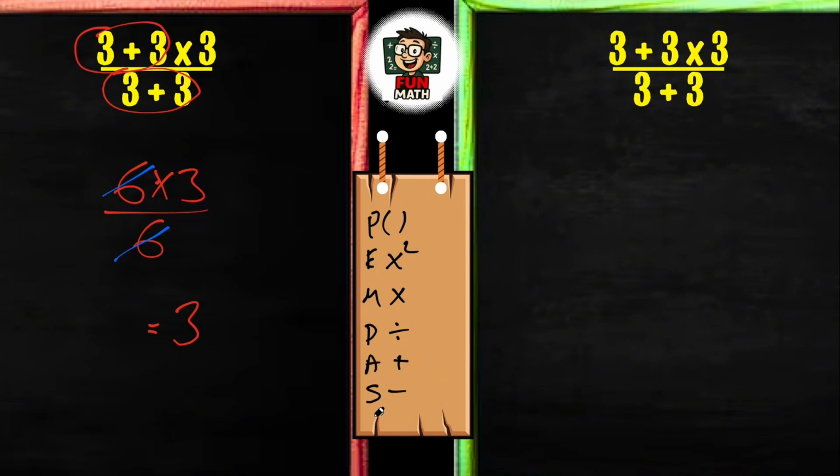We have one more feature here. There's no order between multiplication and division. Operations are performed from left to right. Similarly, there's no order between addition and subtraction. Operations are performed from left to right.